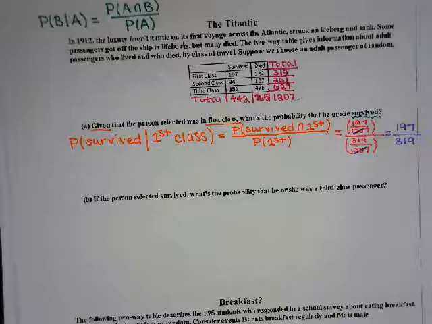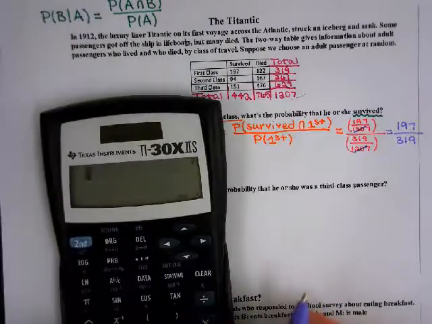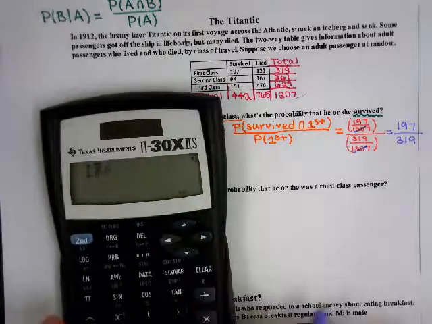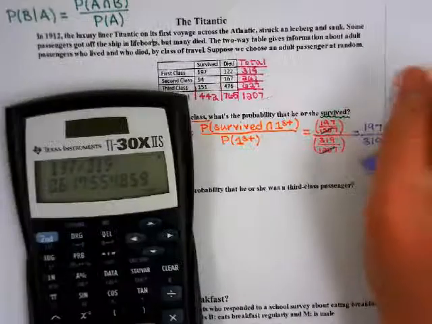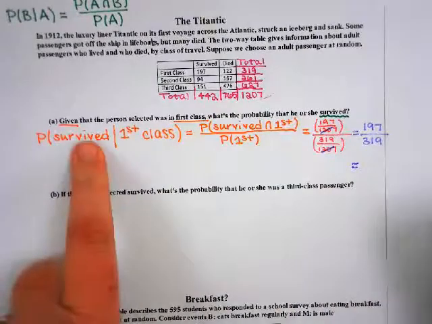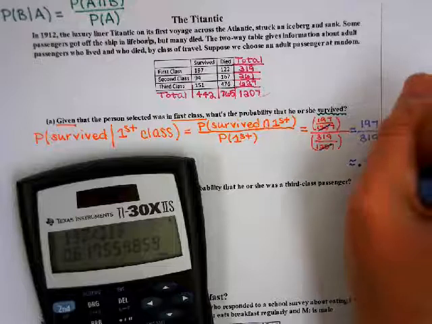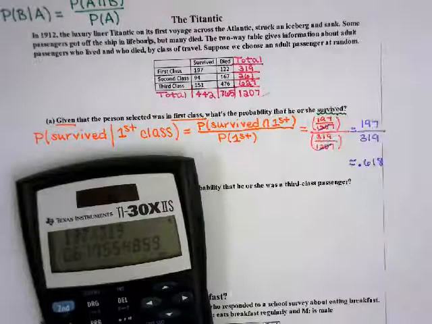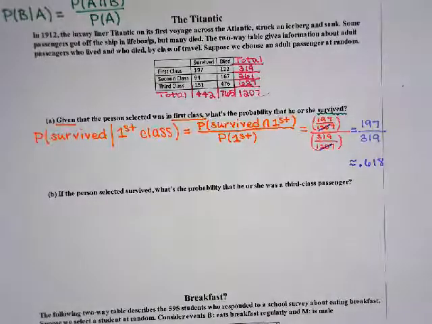With cards, because it's out of 52, I don't know why, it is a fraction, but here I'm going to turn it into a decimal. So the probability that the person survived, given they were a first class passenger, is approximately 61.8%. Any questions before we move on?